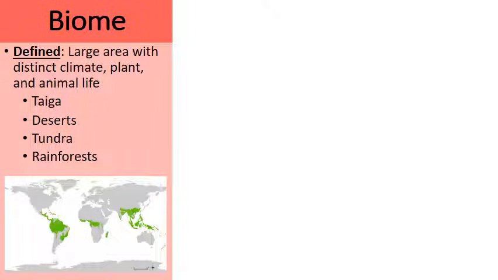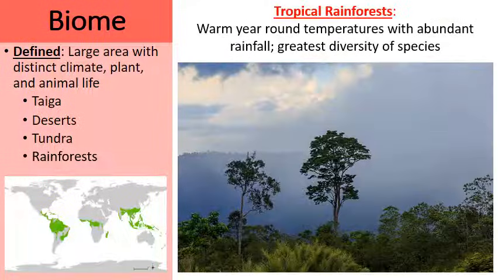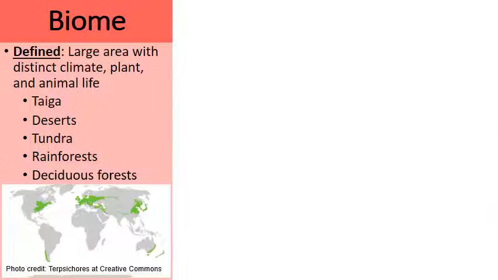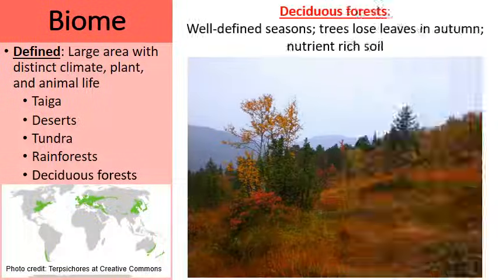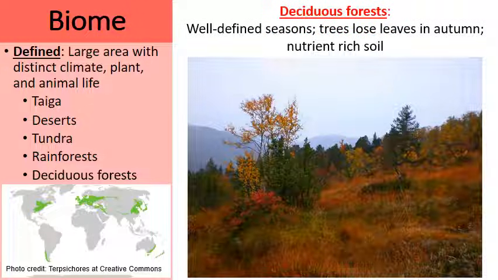Another example of a biome would be the rainforest, tropical rainforest, typically along the equator of the Earth. These biomes have warm year-round temperatures with a lot of rainfall and the greatest diversity of species anywhere on Earth. Another example of a biome would be deciduous forests, and these are characterized by having well-defined seasons. Their trees tend to lose their leaves in the autumn, and as a result, the soil is very rich in nutrients because all those decaying leaves add to the nutrient richness of the soil.